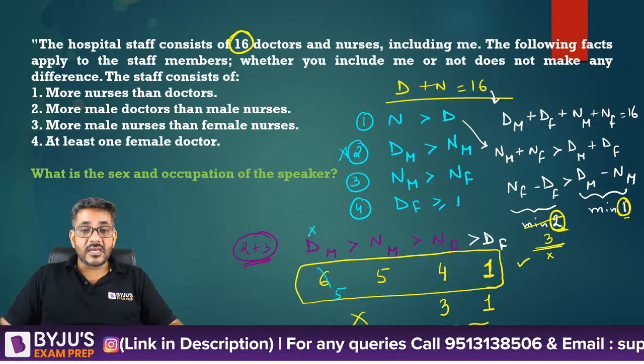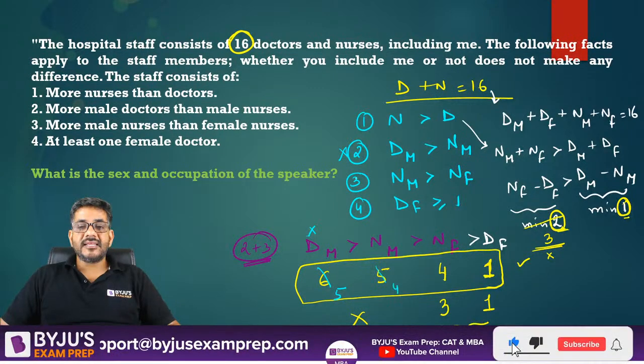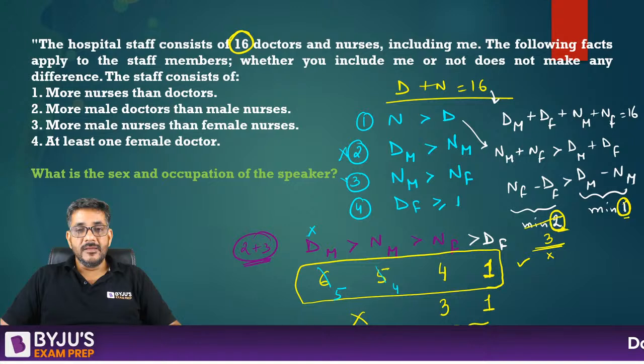If the person is a male nurse, the moment you exclude him, you have 4 male nurses, and in that case, statement number 3 would not be satisfied. That male nurses are more than female nurses. वो नहीं satisfy हो रहा है. That means that person cannot be a male nurse.